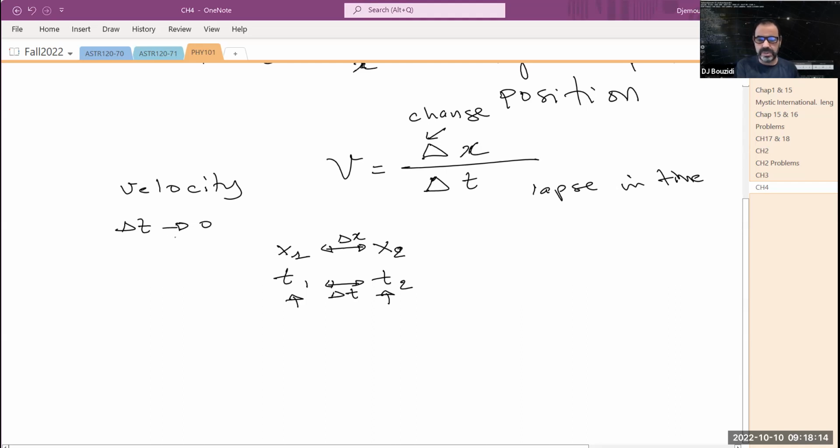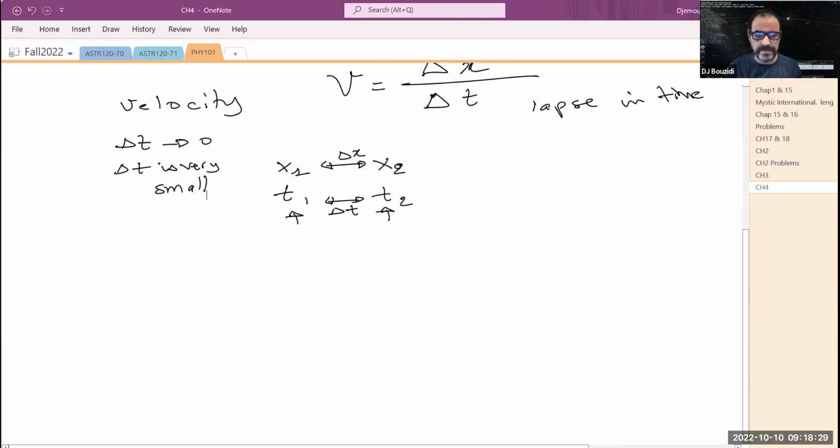So what I mean by this symbol, which is used in math a lot, is delta t is very, very small. That's what that means, okay? So that's basically what that symbol is. So don't be too turned off by it because it really doesn't mean much more than that.